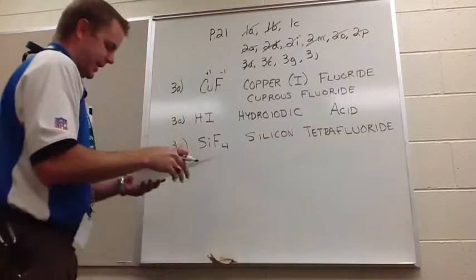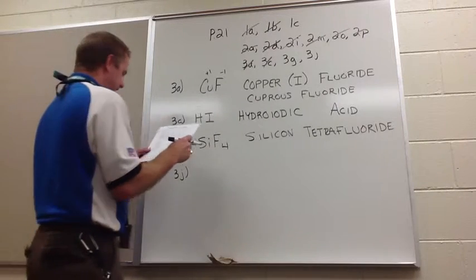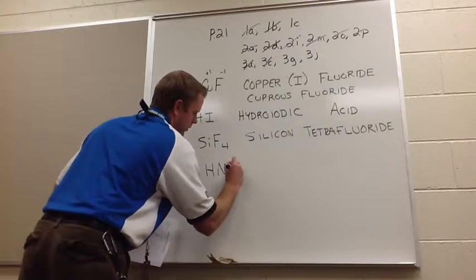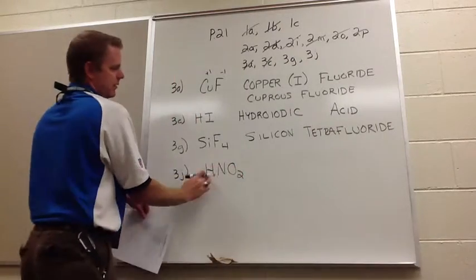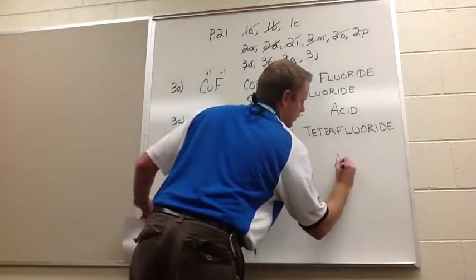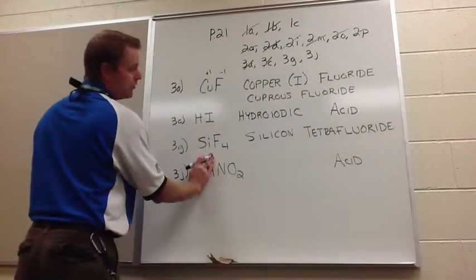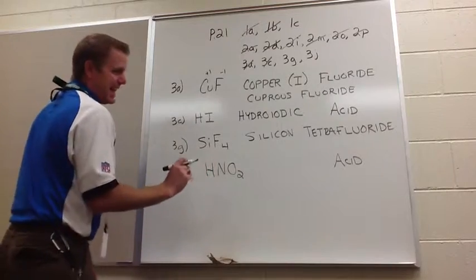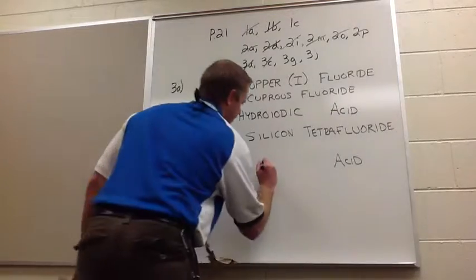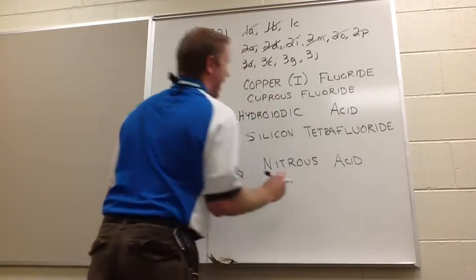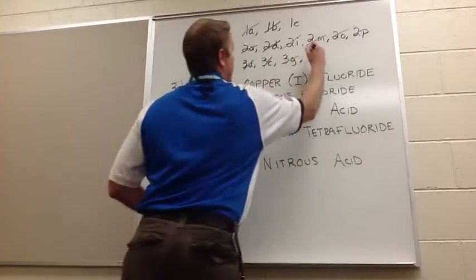How about 3J? 3J is HNO2. So again, I see the H at the beginning, I immediately write the word acid. Then I say to myself, okay, NO2 is the nitrite ion. Ites become ous, therefore this is nitrous acid. And that is all those problems done for you.